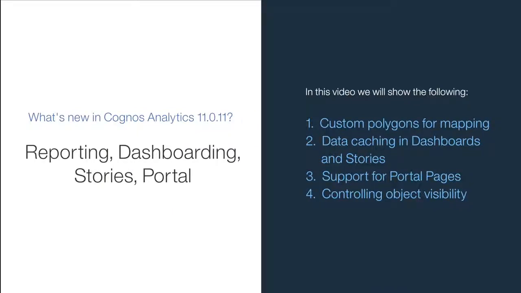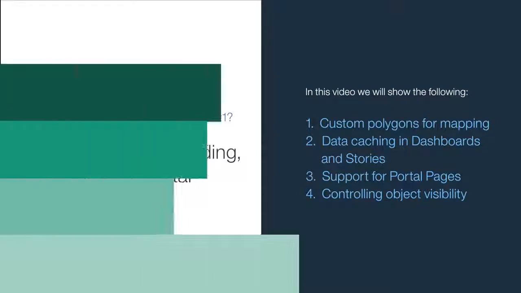Welcome to our video about what's new in IBM Cognos Analytics 11.0.11, where we'll cover using custom polygons and points for mapping in reports, dashboards, and stories, data caching in dashboards and stories, support for IBM Cognos 10 portal pages, and increased control over the visibility of content store objects.